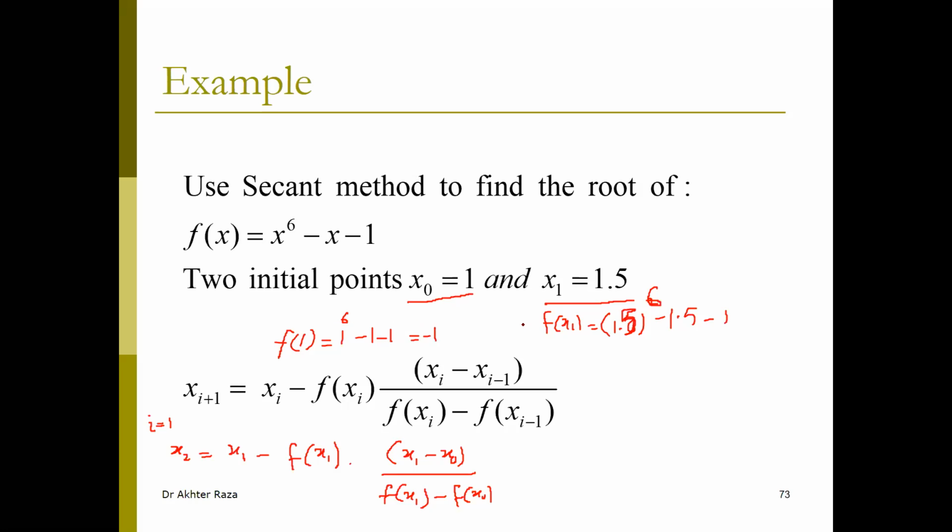And the answer of f of 1.5 is what? It is 8.89, not 8.86. Okay, so this value is 8.89.